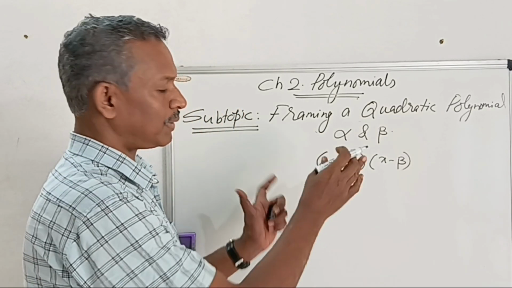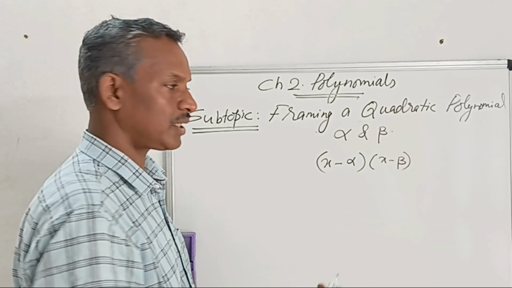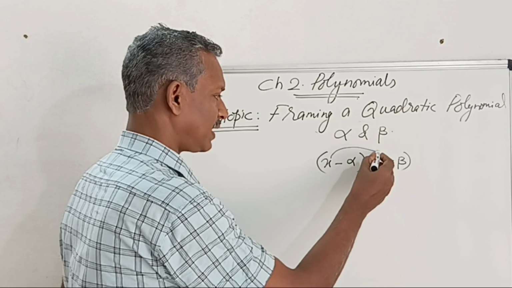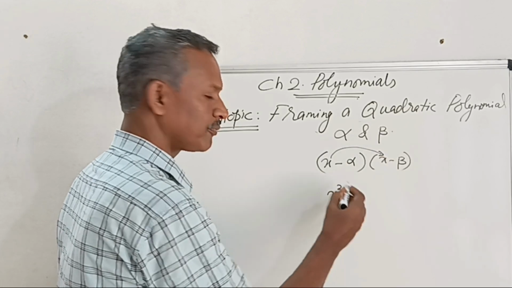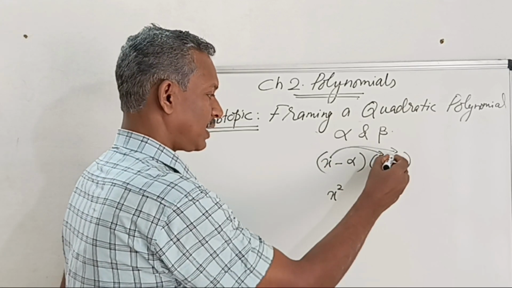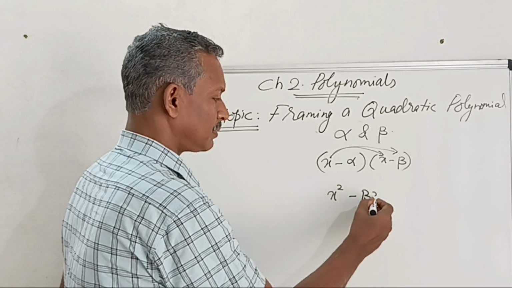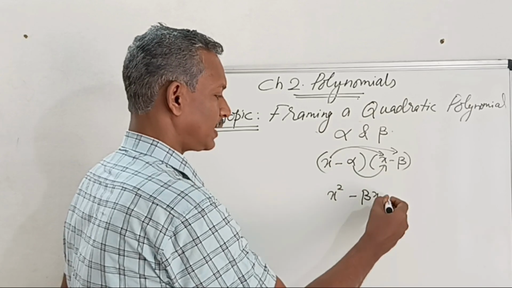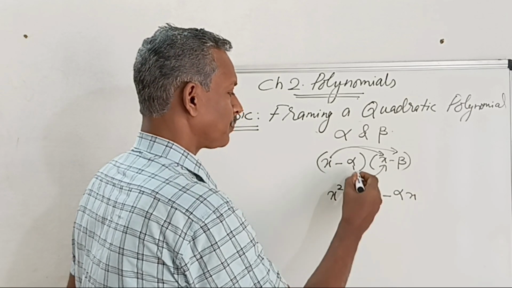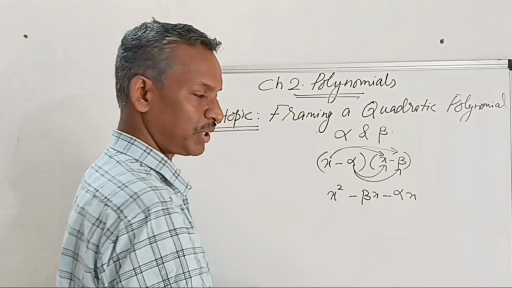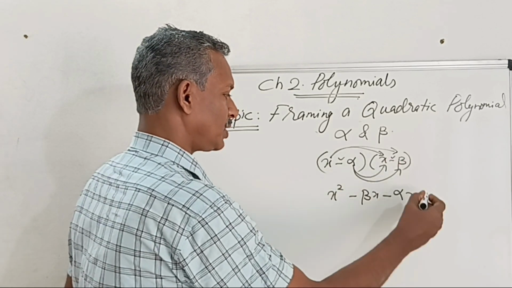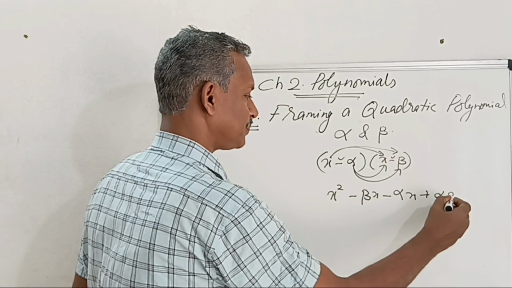So when we multiply these factors, we get a quadratic polynomial. When we multiply x and x, we get x square. X into beta, it is minus beta x. Minus alpha into x, minus alpha x. Minus alpha into minus beta, both have minus, so it is plus alpha beta.